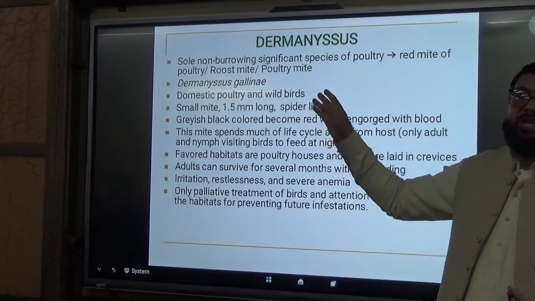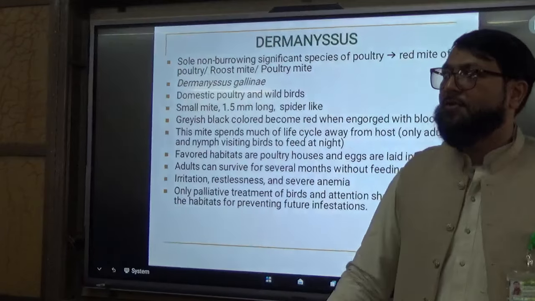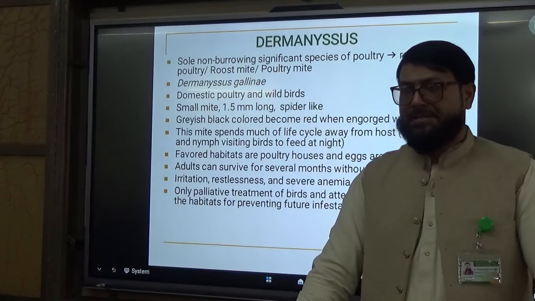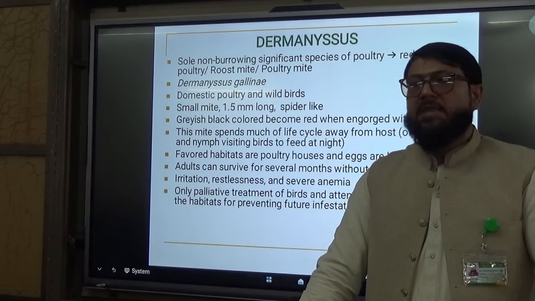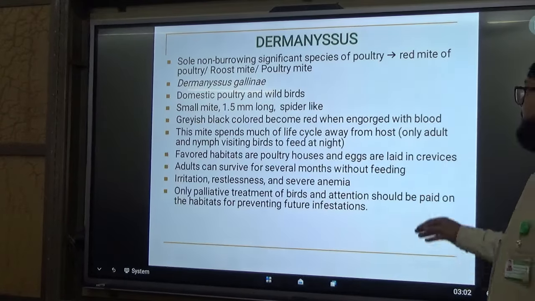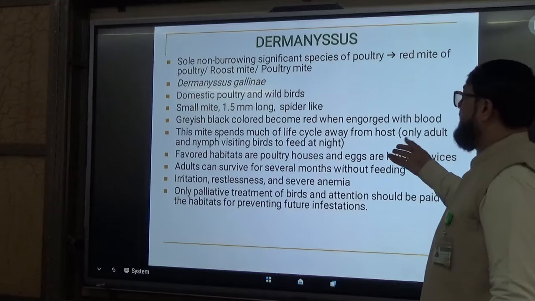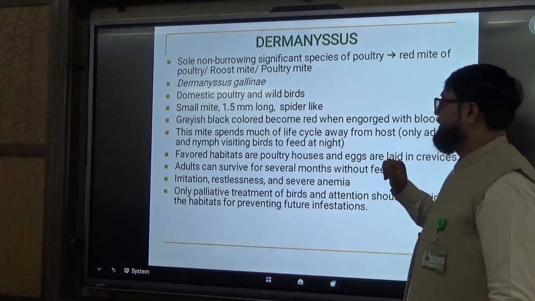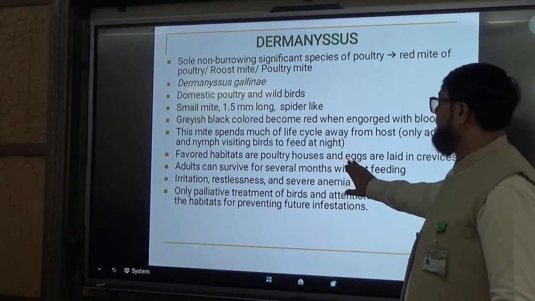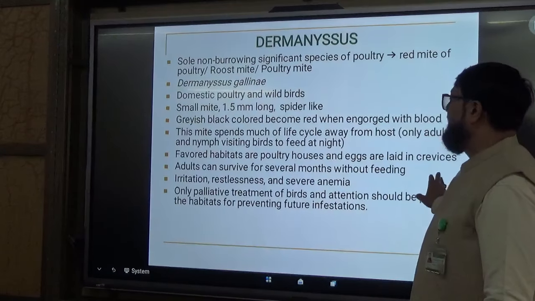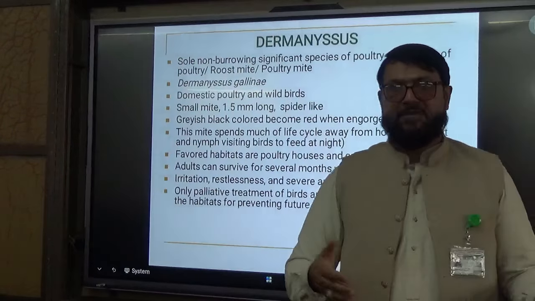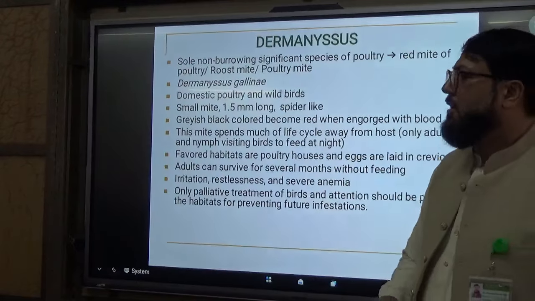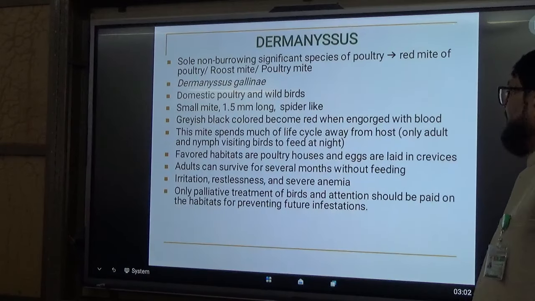And in most cases it is confused with the tick that we have gone through, which was the soft tick, the argasids. Soft ticks are also blood feeders, and they approach during the night times. Favored habitats are poultry houses, and eggs are laid in crevices, from where the larvae and nymphs come out of the eggs and reach the host for blood feeding. They can cause irritation, restlessness, and severe anemia.